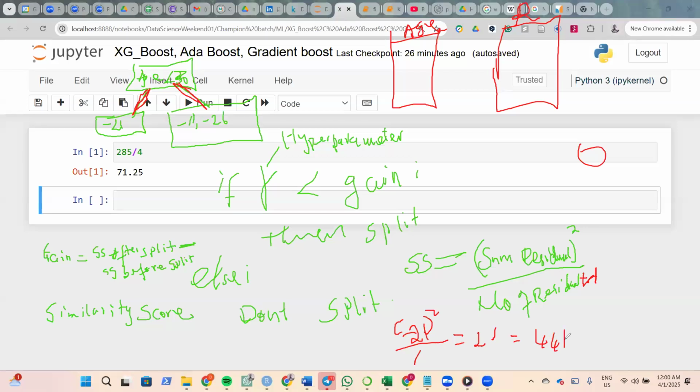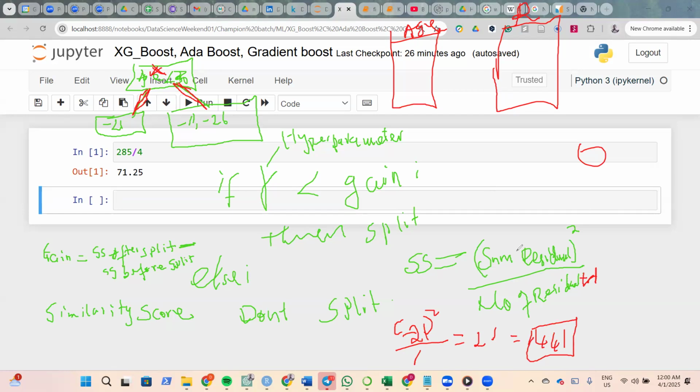So that is going to be 441. Now, what is going to be the similarity score before split? This is the similarity score after split. It's 441 because we have used only this one. Before split is at this level, and at this level we had all these values there: 21, 11, and minus 21.